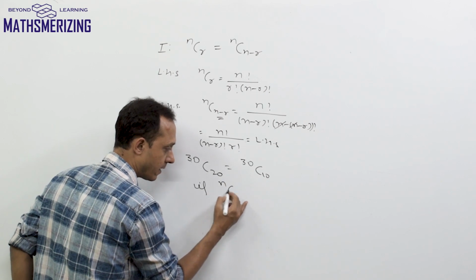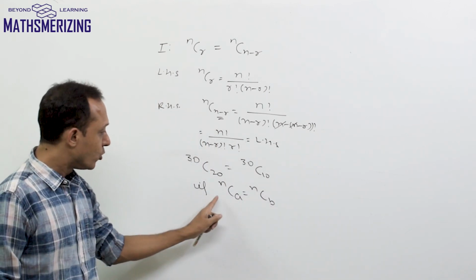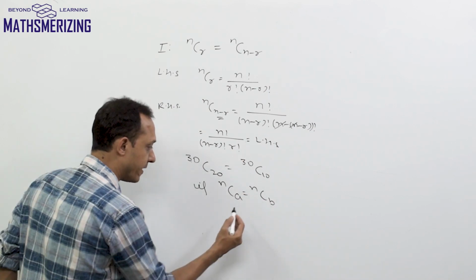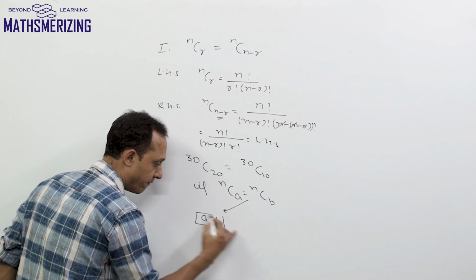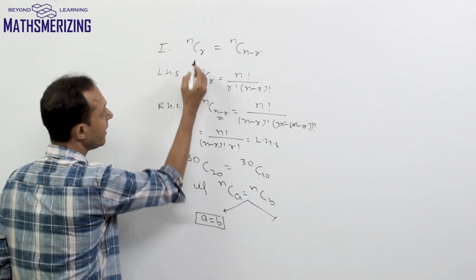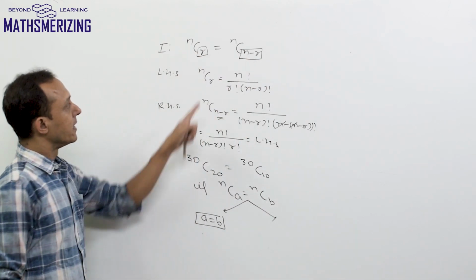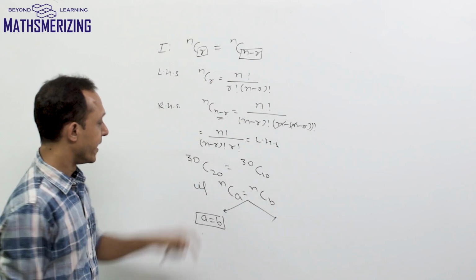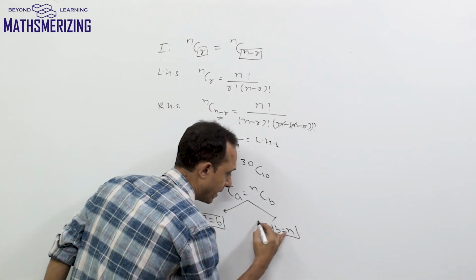Now, one important way in which we use this same property is, suppose I am given nCa equals nCb. So if the two binomial coefficients are equal, then we have two separate cases. Case 1, either the value of a is equal to b, or we know that nCr is same as nCn minus r. So if I'll add them, I'll get this value as n. So the other case will be the value of a plus b, it should be n.